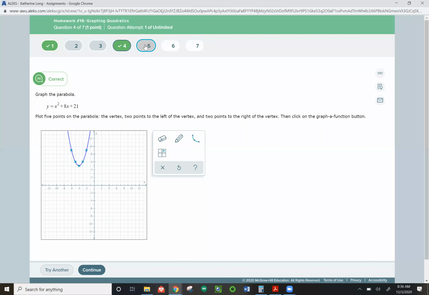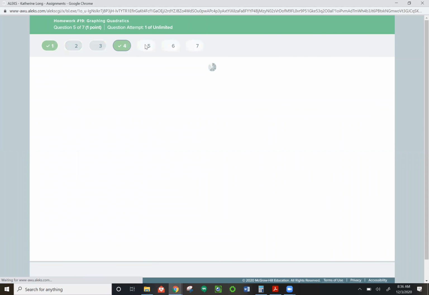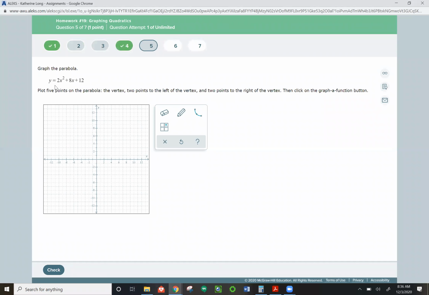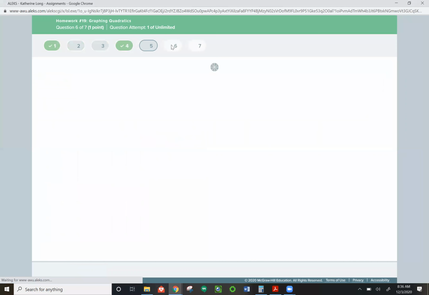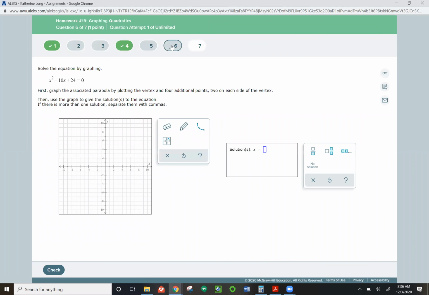Now I believe 5 is going to be the same thing. All you're going to be doing is graphing that parabola. So on 6, you will graph the parabola, but then in addition to that, you're going to be identifying what the solutions are. So let's take a little bit of time to do that.